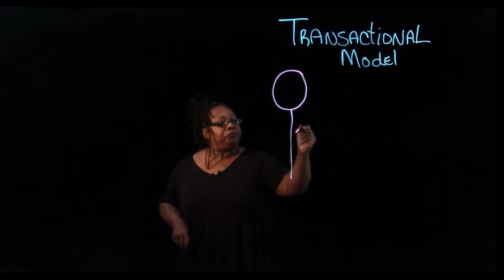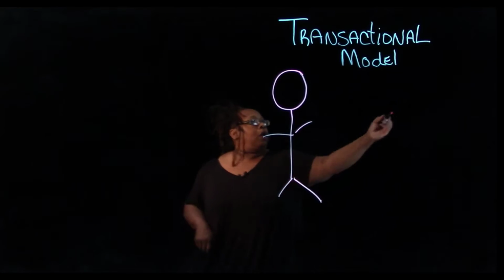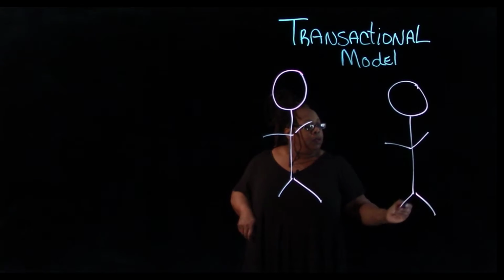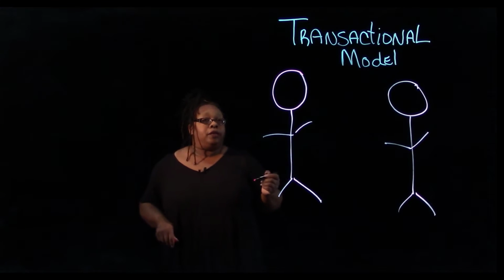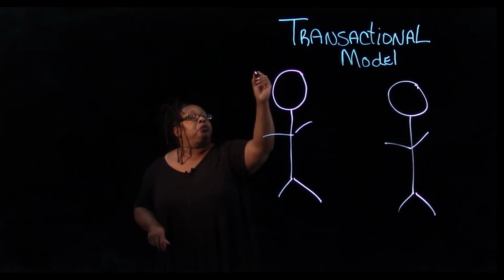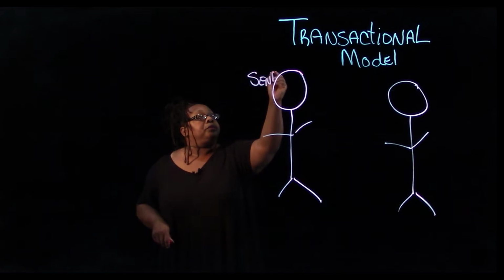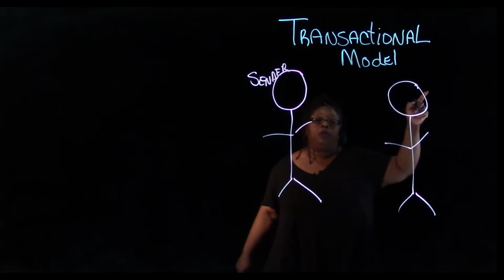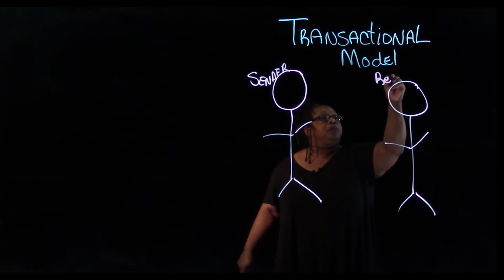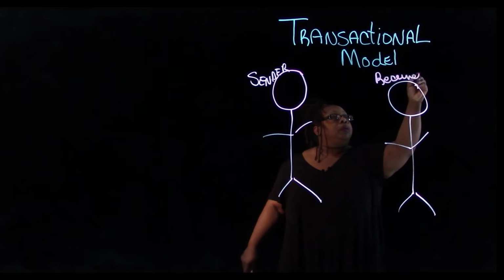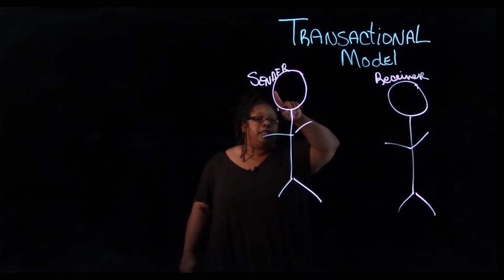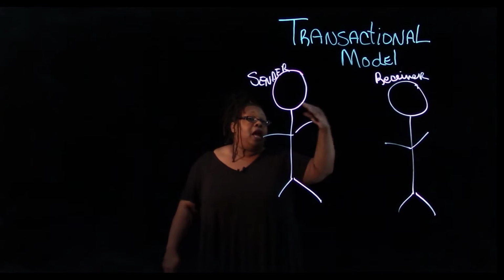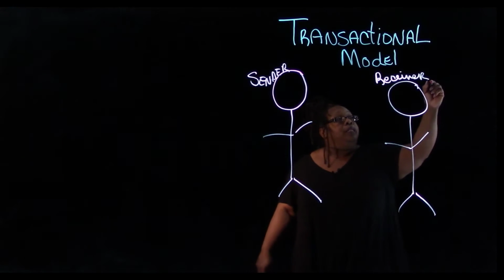So here's one person, and we're going to draw our other person. So first, this person can be identified as the sender, right? So the sender is going to send a message to who we will call the receiver. Now, once the sender sends the message, the receiver has to do something with that message. They have to decode. So the receiver decodes the message.